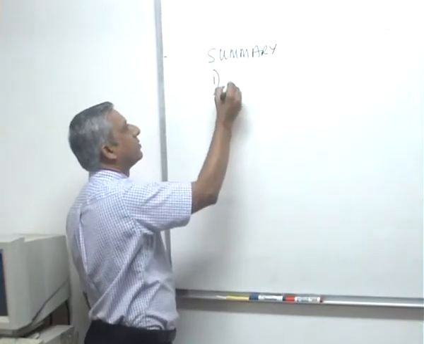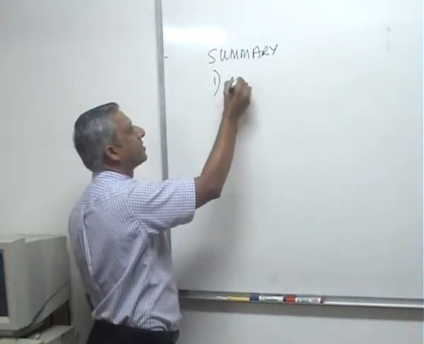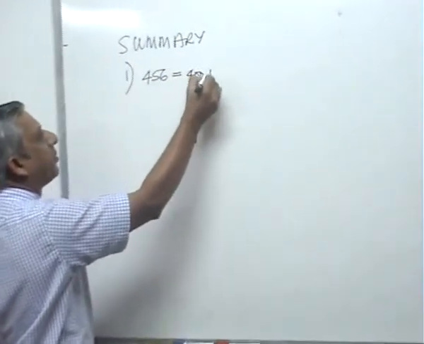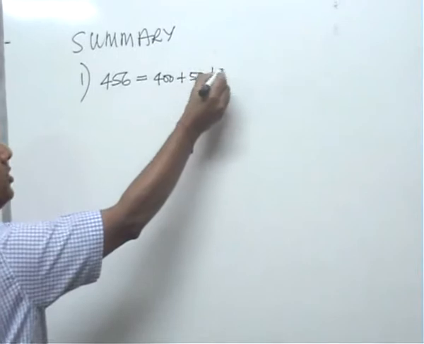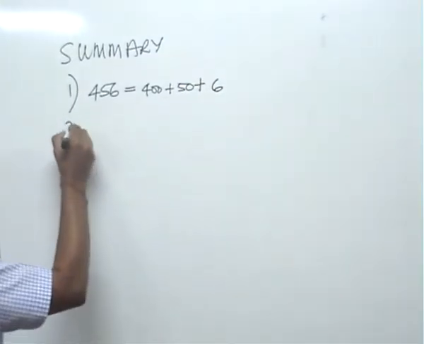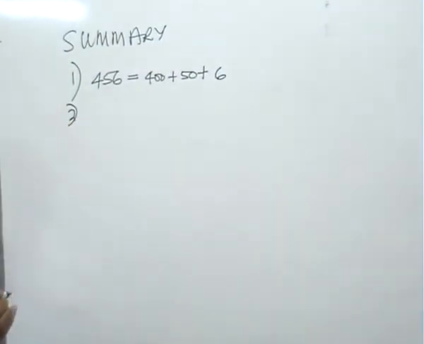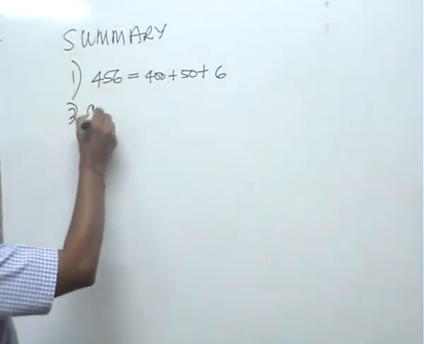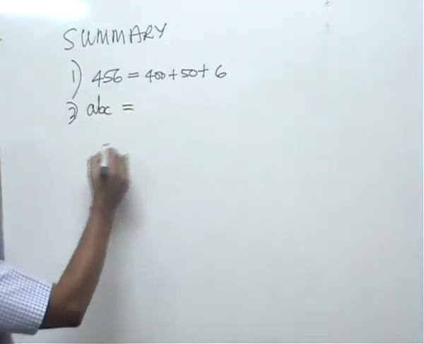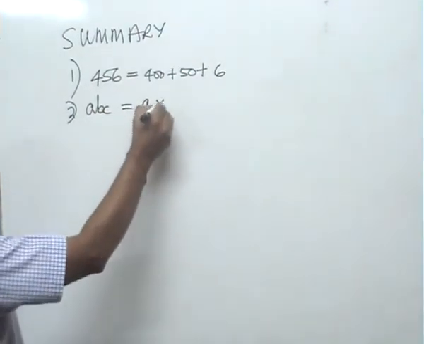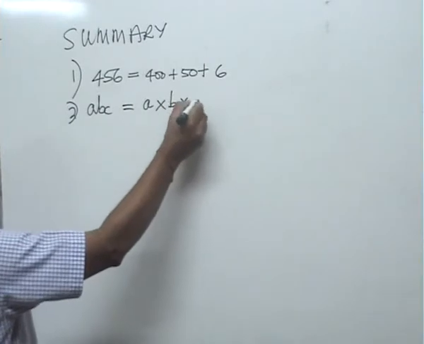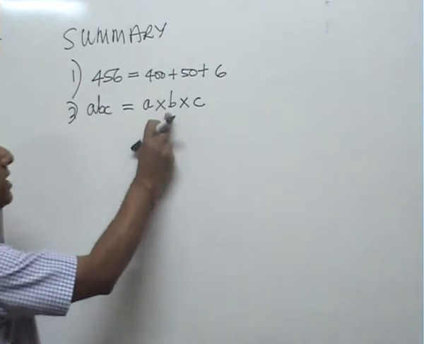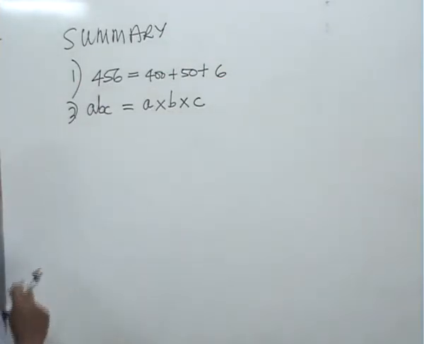So the first thing we did was we said that 456 can be rewritten as 400 plus 50 plus 6. Then the next topic that we cleared was that if I gave you ABC, then that means A times B times C. In other words, you have to know that you have to put in a multiplication sign.